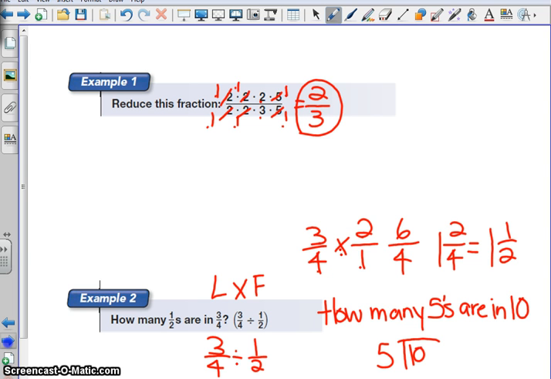If we wanted to try and make this easier, we could cancel. Looking at 3 and 1, this stays just like this. Now we can cancel 4 and 2. 2 goes into 2 once, 2 goes into 4 twice. 3 times 1 is 3. 2 times 1 is 2. Changing it from an improper fraction, it's 1 and 1/2.